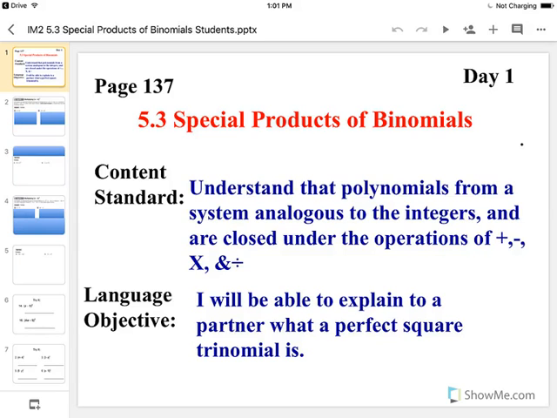Module 5.3 Day 1, Special Products of Binomials. Content Standard: Understand that polynomials form a system analogous to integers, and they are closed under the operations of addition, subtraction, multiplication, and division. Language objective: Students will be able to explain to a partner what a perfect square trinomial is.